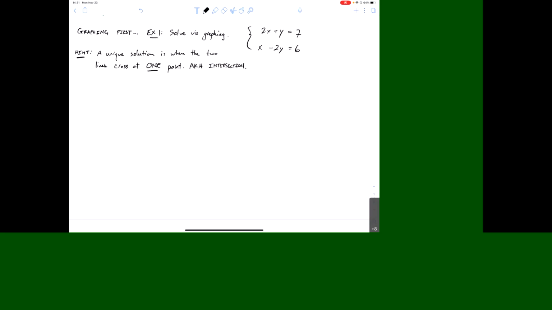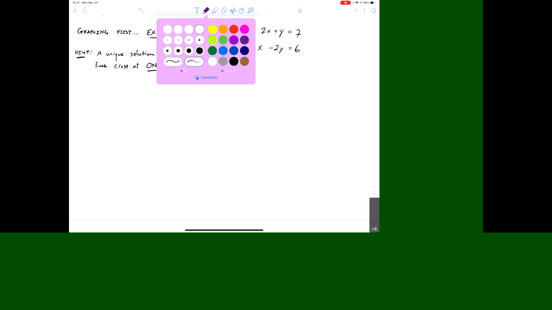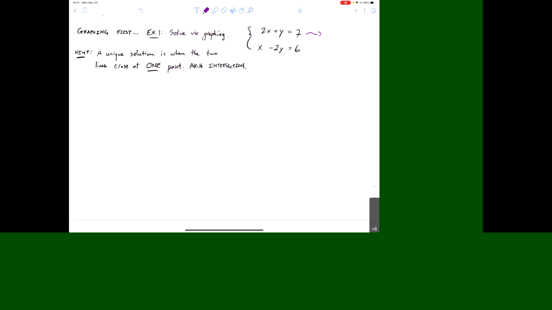Okay. So what do you do here? Now the graphing, I'm going to move quicker because everyone should be familiar with graphing at this point, right? So in purple here, I'm going to subtract the 2x so that we have it in y equals mx plus b, or slope-intercept form. So this is y equals, what is this, negative 2x plus 7.